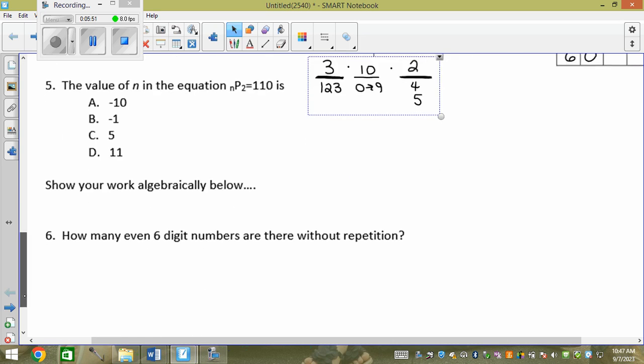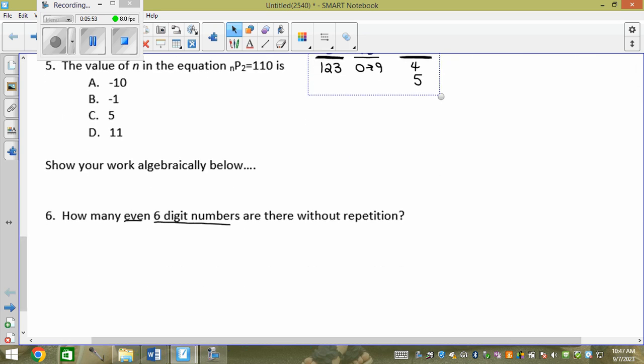Then this one says, how many even 6-digit numbers? If I stop reading, I'm going to get it wrong. I have to keep reading, right? How many even 6-digit numbers are there without repetition? So I'm going to have to box and hold, right? And I have even, and repetition is kicked out. So what do I have to make sure I do? 2 different cases.